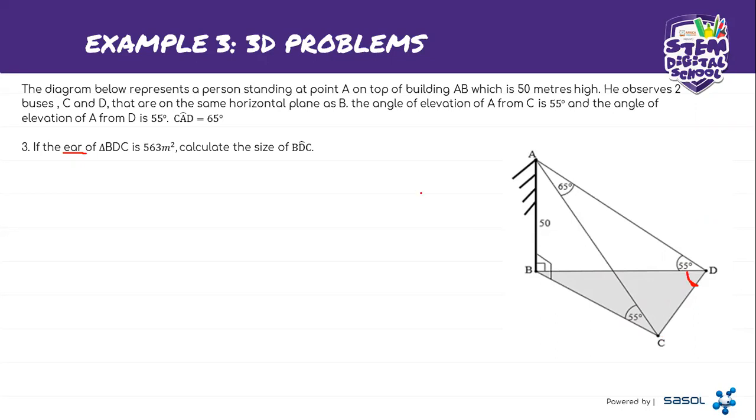But this time we are not going to calculate the area because we are having an area. Then we're going to use that area to calculate that side. Then let's see how we do that. First, we have to determine the length of what? BD, because we don't have the length of BD. Let's see how we do that.